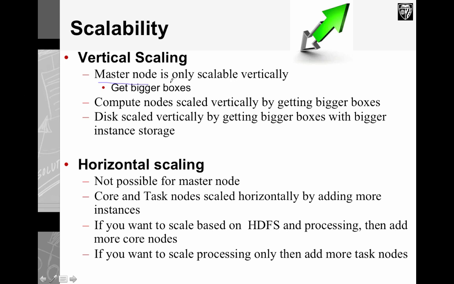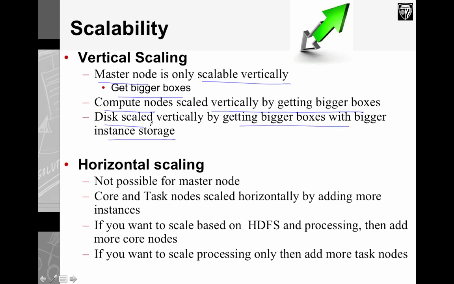In terms of master node, there can be only one master node in a cluster. So you can only scale the master node vertically. So what you do is you get bigger boxes for the master node as you need it. In terms of compute nodes, if you want to do a lot of computational processing, then you can always vertically scale that too by getting bigger boxes. In terms of disk scalability, you can do that by getting bigger boxes with bigger instance storage, right?